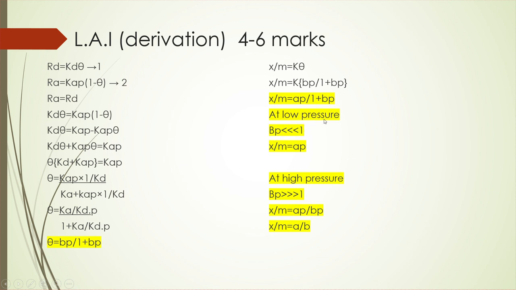Now at low pressure, bP is less than 1, then x by m equals aP. At high pressure, bP is greater than 1, then x by m equals aP by bP. P will be cancelled and x by m equals a by b.